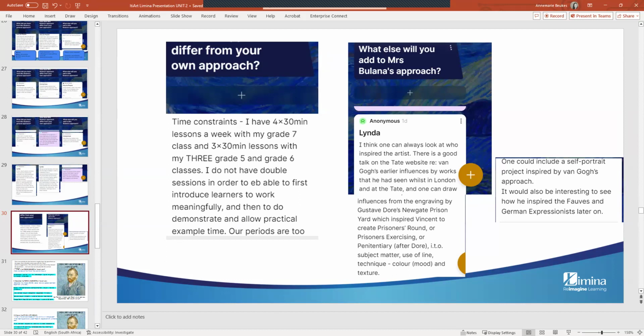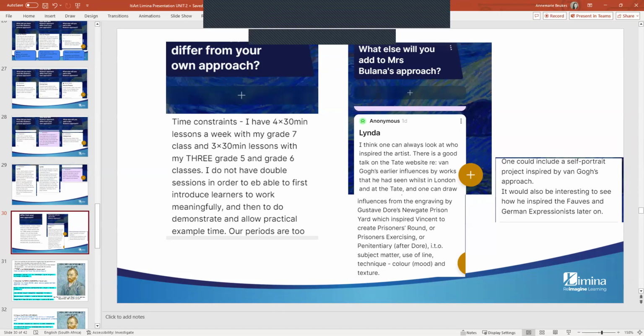Okay, there's a good one. The first 30 minutes, I normally go through the work, and the second 30 minutes, okay. So you've split it up, a 30-minute theory lesson or discussion, and then the other one is a practical one. That works well too.